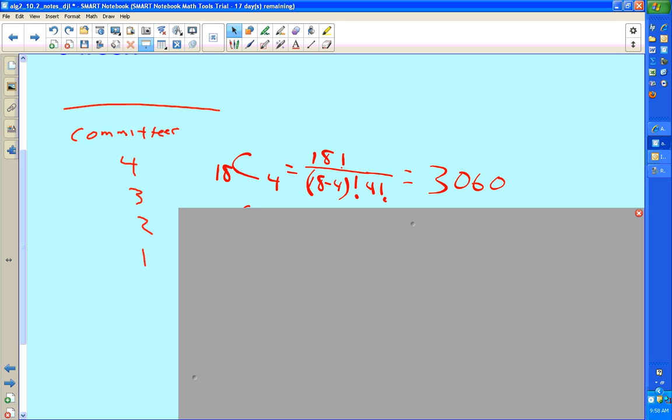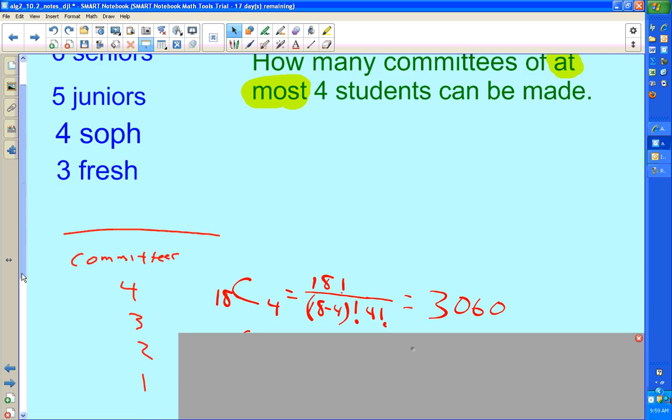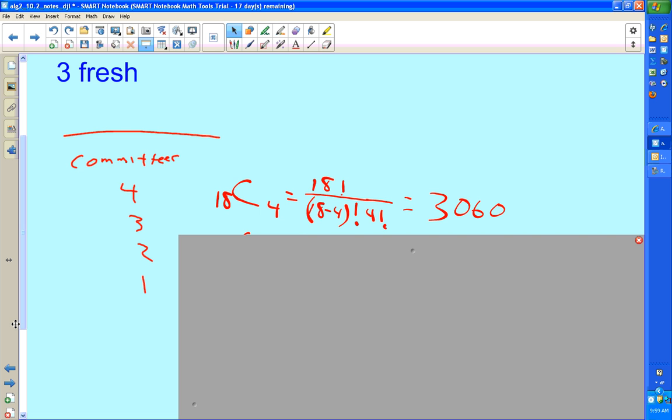Where'd you get the 18? From the students in the class. 6 plus 5 plus 4 plus 3. You have 18 kids to choose from. Is that right? So you have 18 kids to choose from, and we want a group of 4 to make that committee.